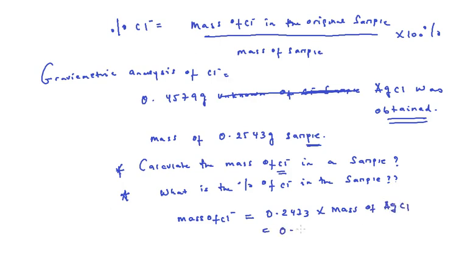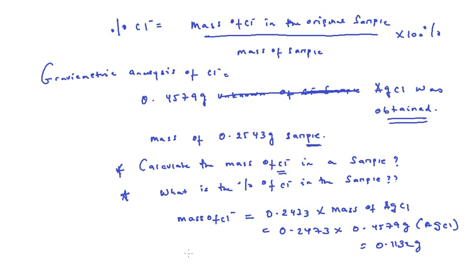So we're going to multiply 0.2473 by 0.4579. That's the mass of silver chloride. If you do the calculation, you may get about 0.1132 gram. I just write it to 4 significant figures.